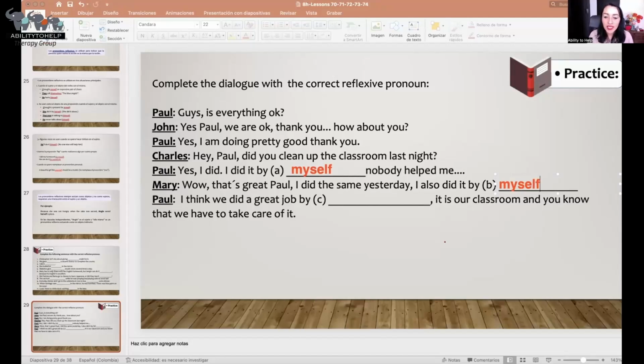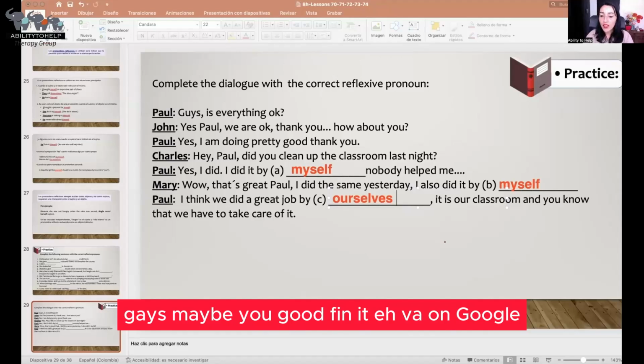I think we did a great job by ourselves. It is our classroom, and you know that we have to take care of it. It's our responsibility. So that's why in this case, you have to add ourselves, because you are talking about you and another girl.